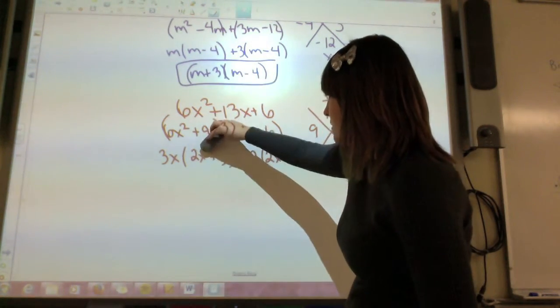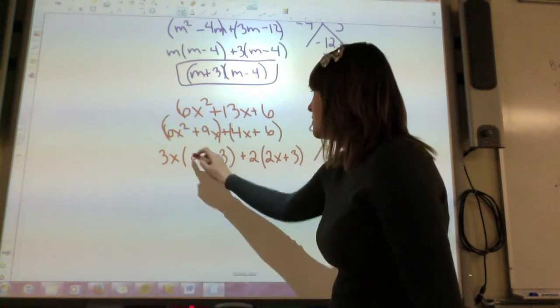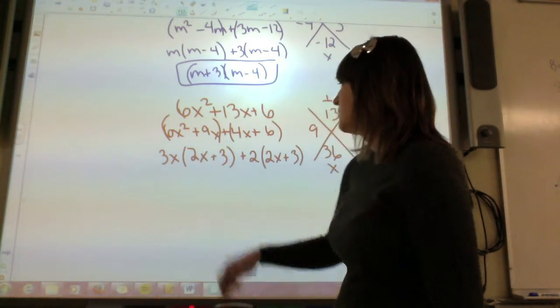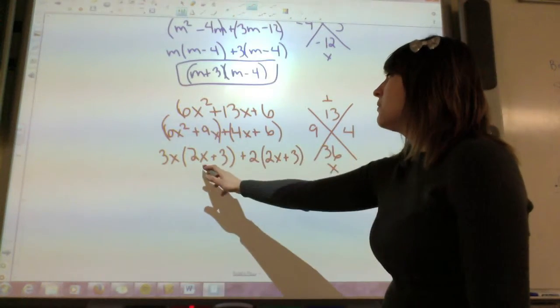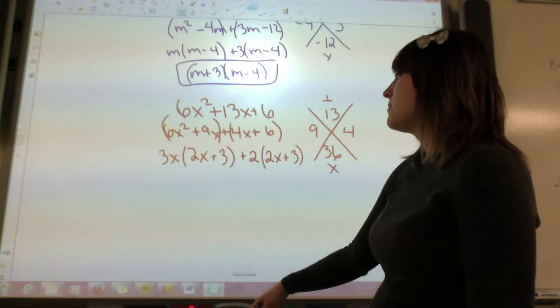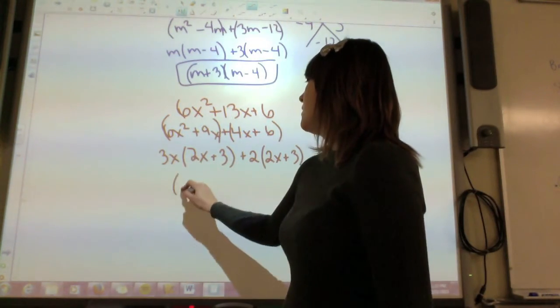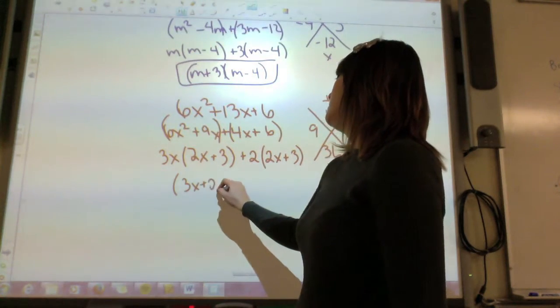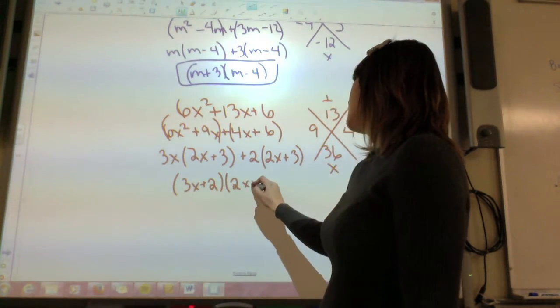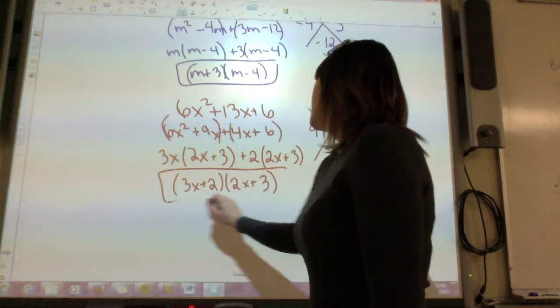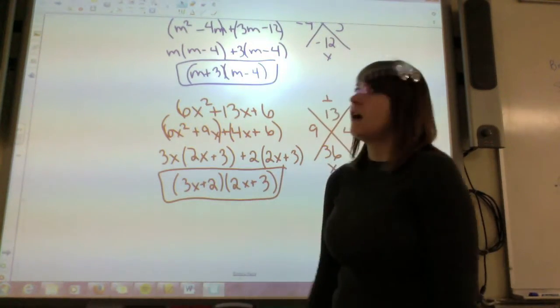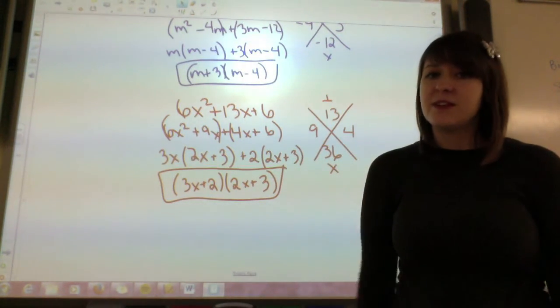Whoops, this is not a square. This would just be 2x. Sorry about that. So now notice that these two terms are the same thing, so I can regroup this as 3x plus 2 times 2x plus 3. So this is going to be the factored form of that equation. And that's everything for the x game.